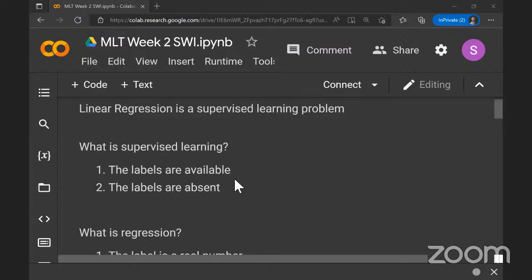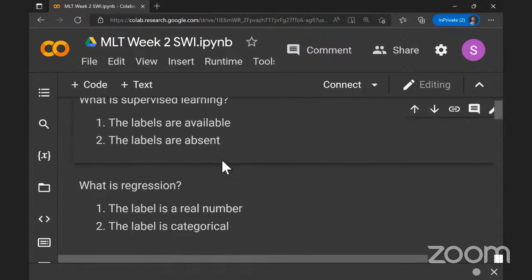Question number 2, what is regression? The label is a real number, or the label is a category. Option 1. Absolutely. The first one is the correct answer.